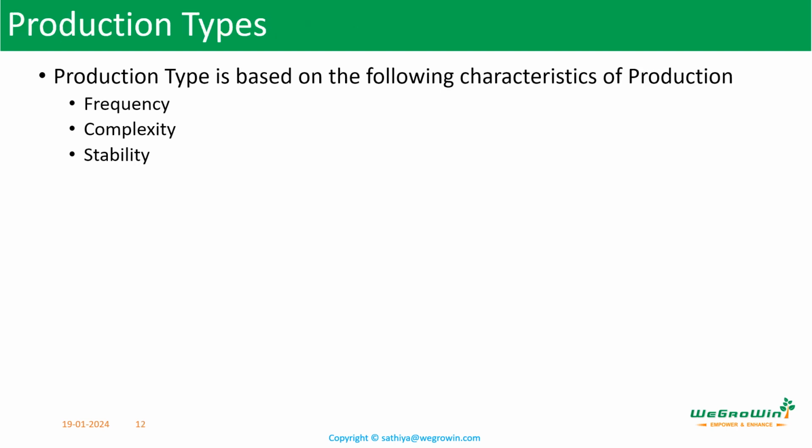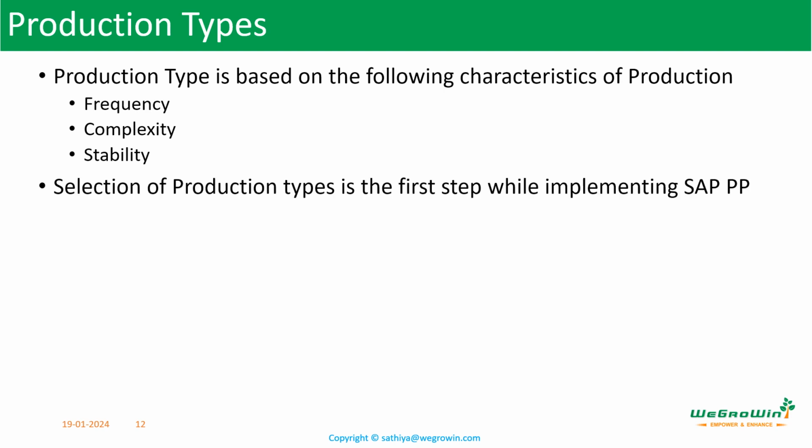So when we talk about production, there are three types of production, and these are all applied in SAP. SAP is supporting all these three types of production. The production types are determined based on the frequency, complexity, and or the stability with which a product is produced in the production process. The selection of production type is one of the first steps while implementing the SAP system to reflect the reality of the production process and also to set the system in the right way.